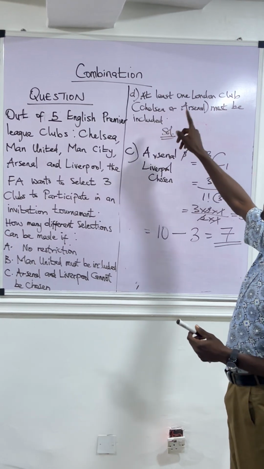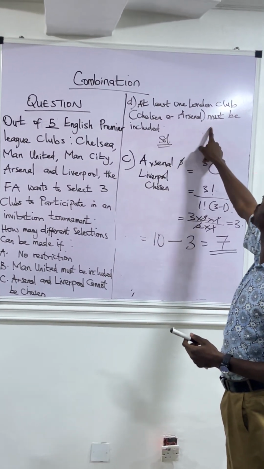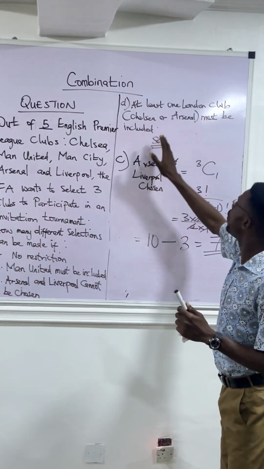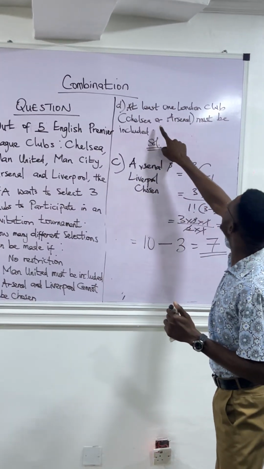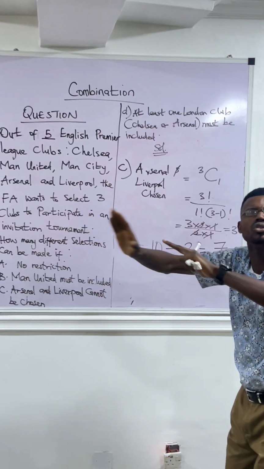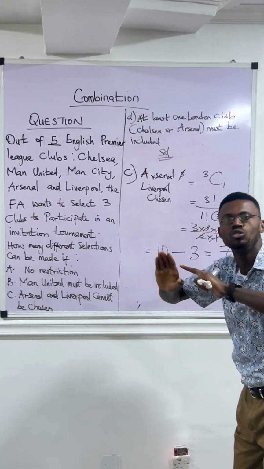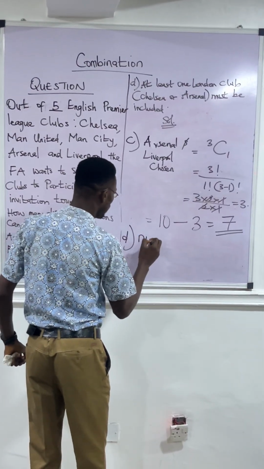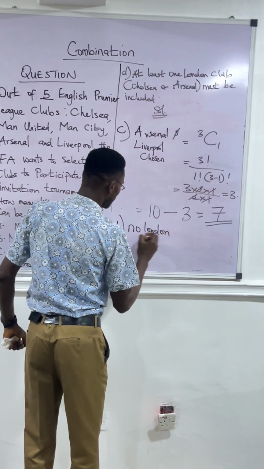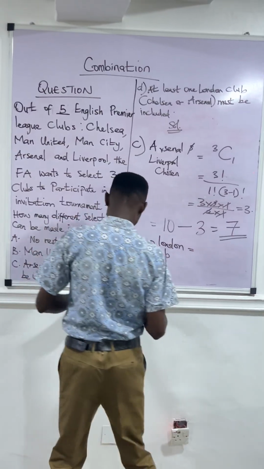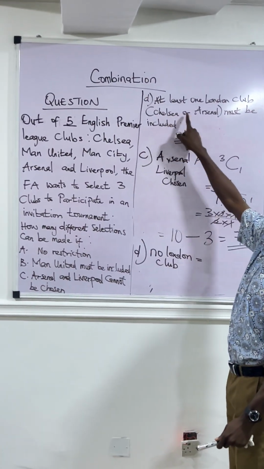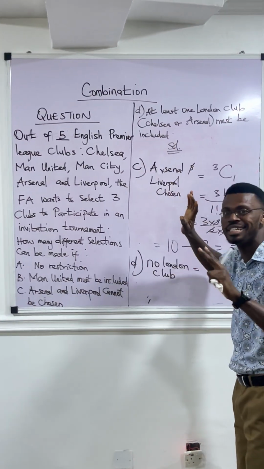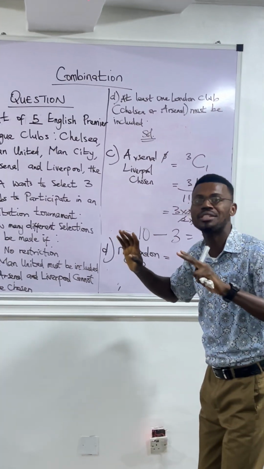Now let's solve for D. D says at least 1 London club, Chelsea or Arsenal, must be included. Now the same thing here. To get this, we have to first solve for no London club to be included. So let's solve for no London club. Now, what are the London clubs? Chelsea or Arsenal. Okay? So if no London club is included, it means no Chelsea, no Arsenal.